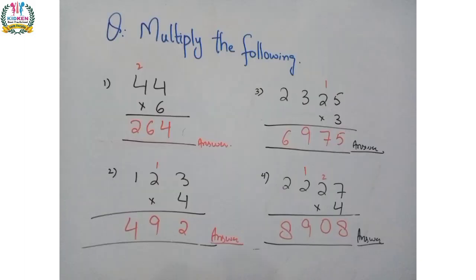Next question is multiply the following. So we can start with 6 multiplied by 4, 24. So we can write 4 in the answer box and 2 as a carry. So 6 into 4 again 24 and we can add the carry 2 to 24. So 24 plus 2 is 26. So our final solution is 264.